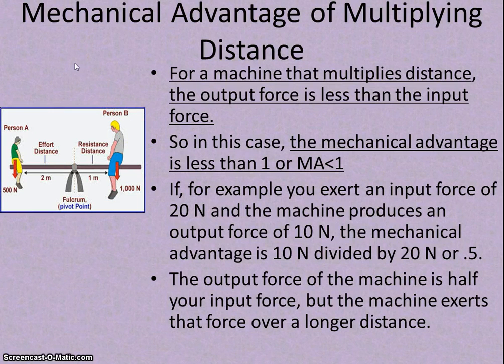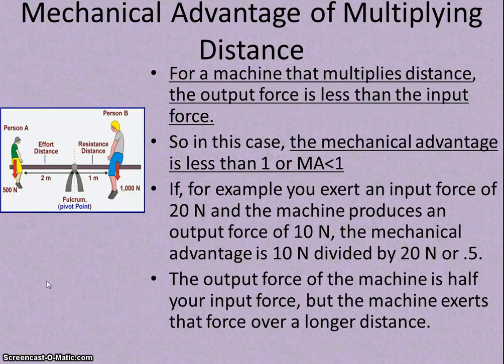Okay, so for a machine that multiplies distance, the output force is unfortunately going to be less than the input. So for a machine that is changing the distance that you apply your force, your mechanical advantage is going to be less than 1. Right? So if you exert an input force of 20 newtons and the machine produces an output force of 10 newtons, then the mechanical advantage is 10 divided by 20, or half, 0.5. Not the greatest, obviously, because then you only get out half of what you put in.